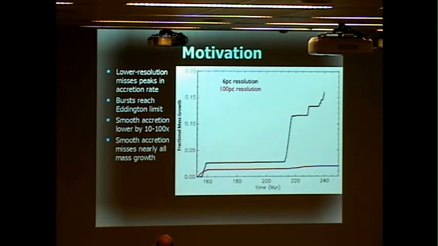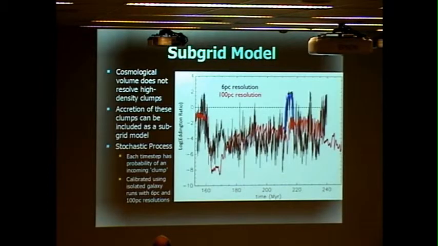So if you look at the total black hole mass growth, in red is the one at the 100 parsec resolution, the black hole simply isn't growing at all. So we're missing the bulk of these accretion events, which also means we're missing the bulk of the feedback that should be coming in. So to fix that in the cosmological run, we've implemented a stochastic subgrid model.